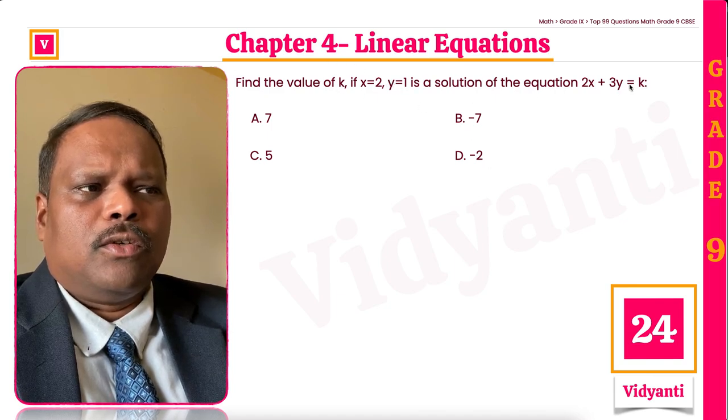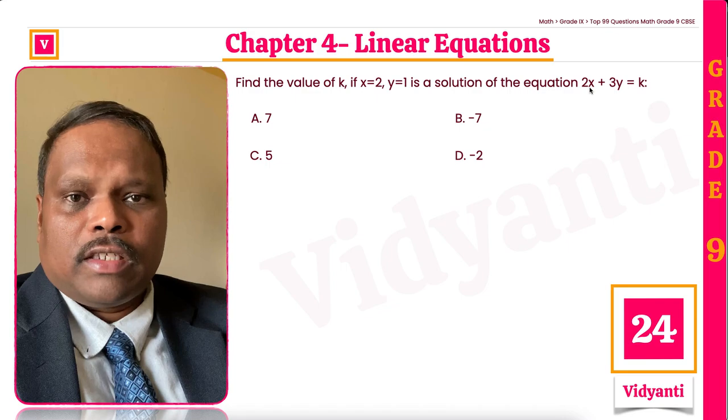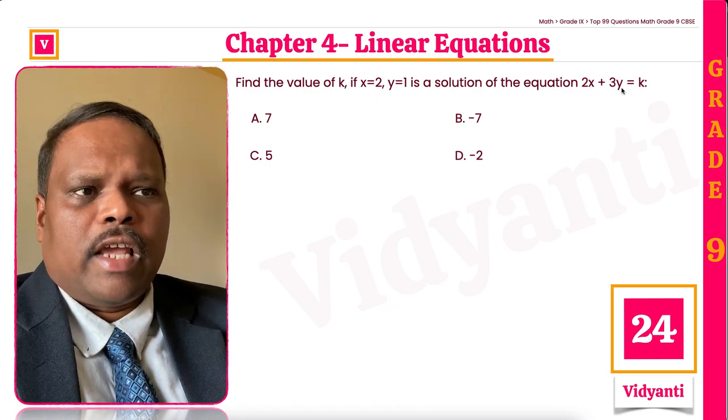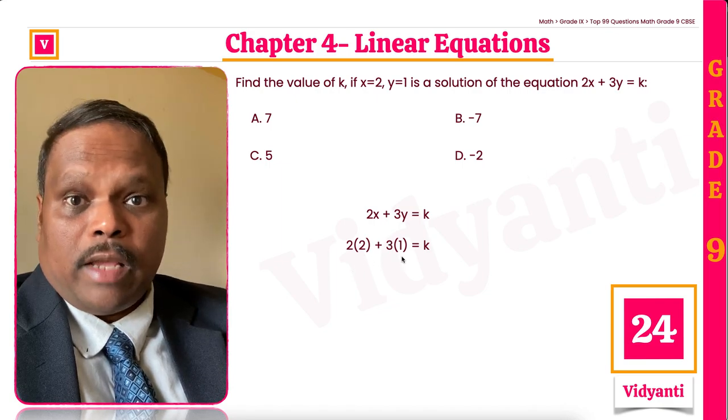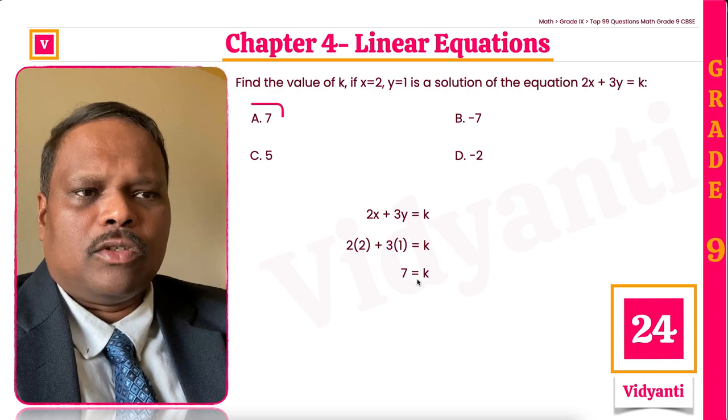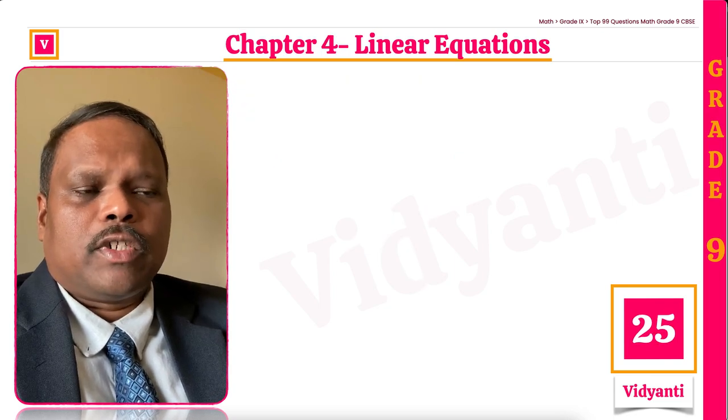If this is the solution, we have to substitute the value of x, that's 2, into 2 times 2 plus 3 times 1, so that would be k. So k will be 2 times 2, which is 4, plus 3 times 1, that will be 7. So 7 is the correct answer. Let's go to question 25.